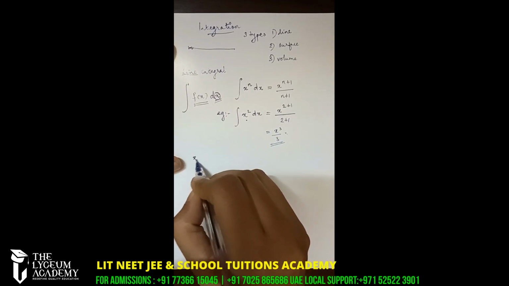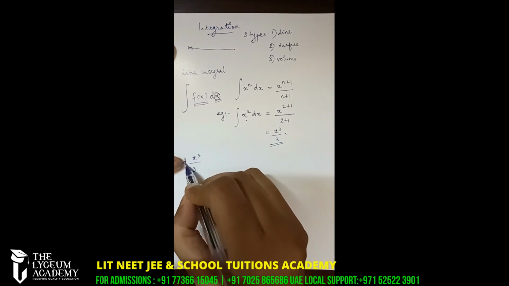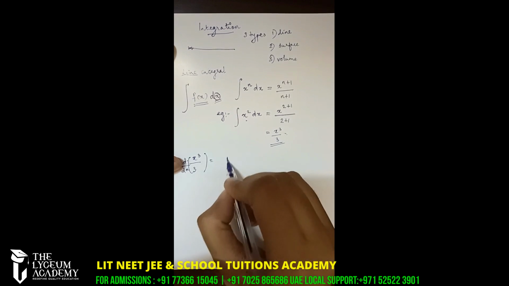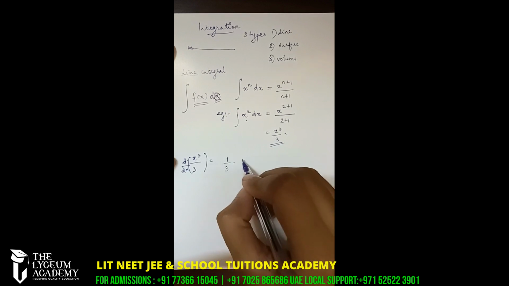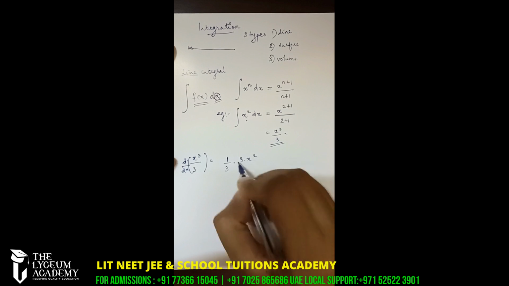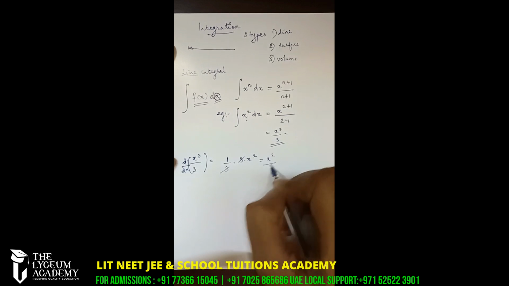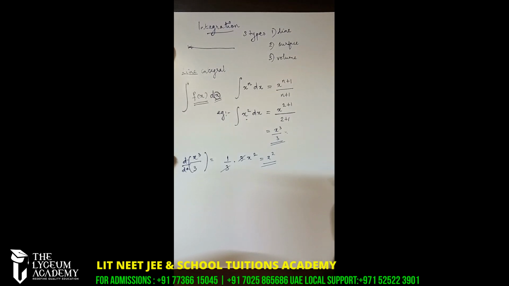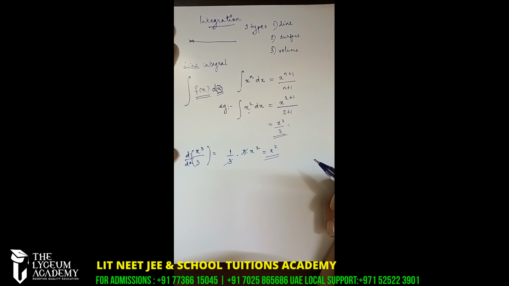Let's find that out. So it is x cubed by 3, and I'm going to differentiate it with x. So 1 by 3 is a constant, that can be put aside. x cubed can be differentiated as 3 into x square. So 3 and 3 will get cancelled and I will get x square. Okay, so this is how we will do basic integration.